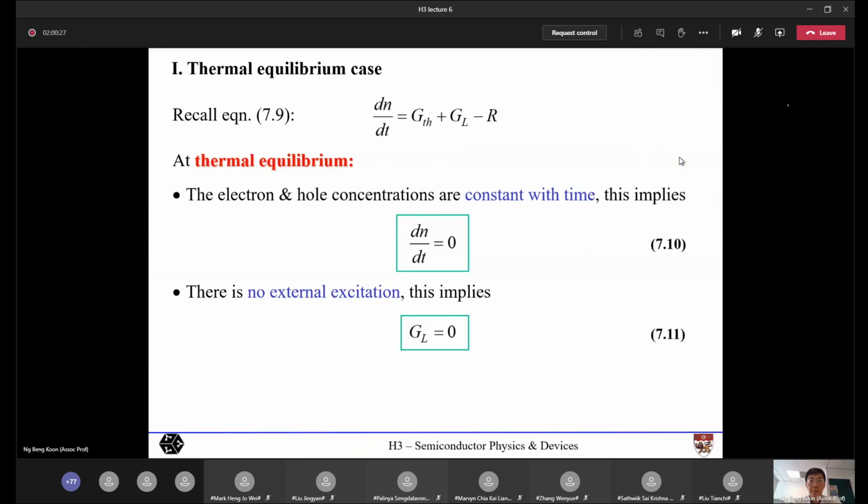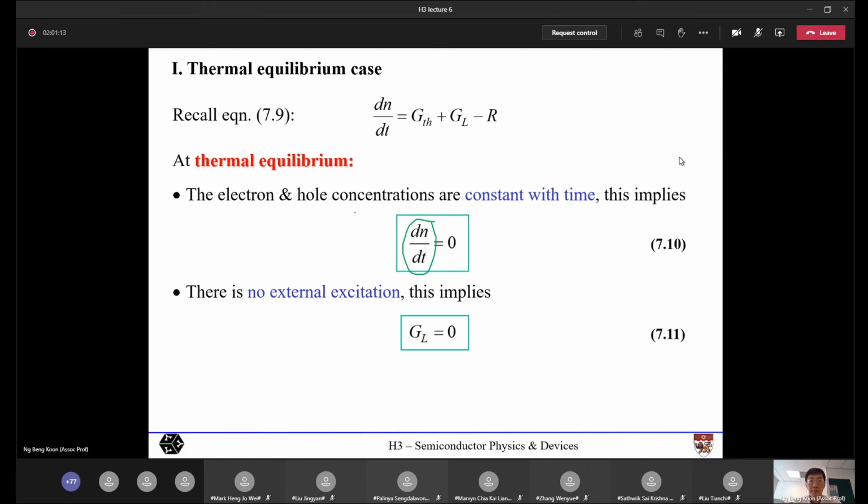Okay, let's look at the thermal equilibrium case. This is actually trivial. In fact, in the previous case, we have actually sort of analyzed this already. So it's in any case still instructive to just go through this so that you see how the rate equation can be applied to analyze this condition. So at thermal equilibrium condition, we know that you will not expect a change in the electron concentration with respect to time, right? Because it's thermal equilibrium, so everything is constant. So your dN dt is actually equal to 0, right? So dN dt is 0. And because it's thermal equilibrium, there's no external excitation, right? So the GL is also 0.